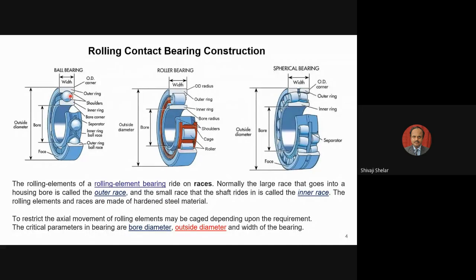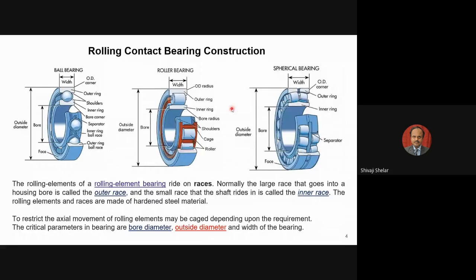So similarly, you can have a roller bearing. The rolling element, instead of a spherical ball, will be a cylindrical roller. Similarly, you can have a spherical roller. So this is a spherical roller.